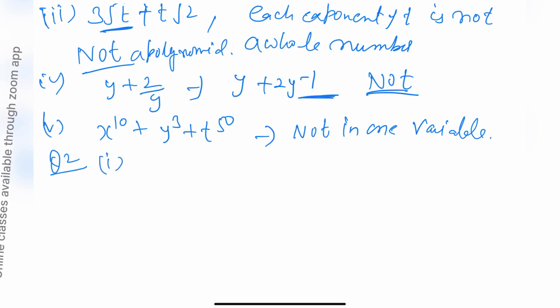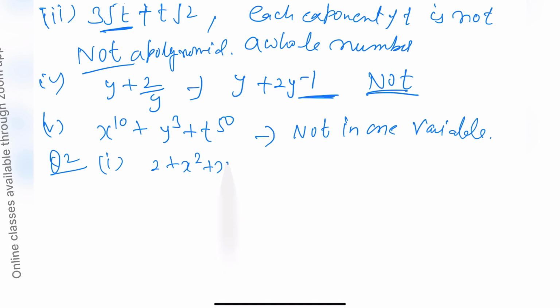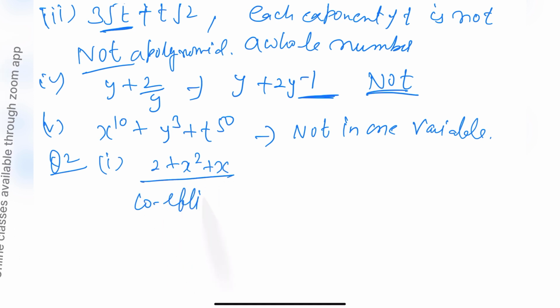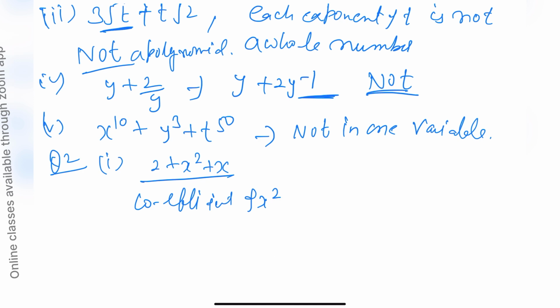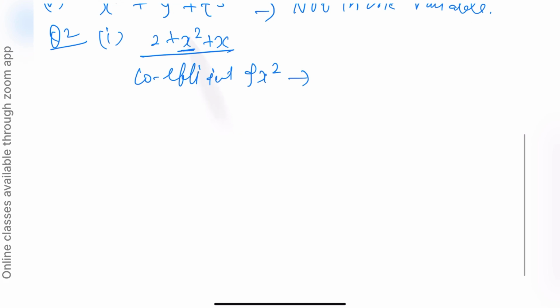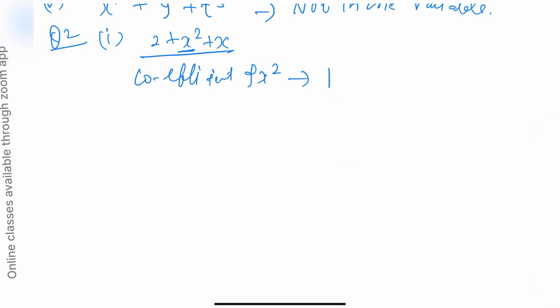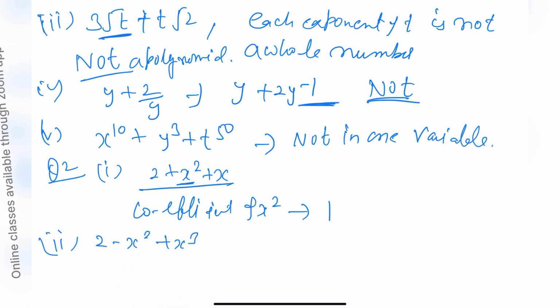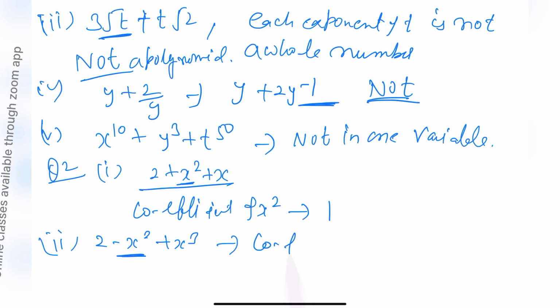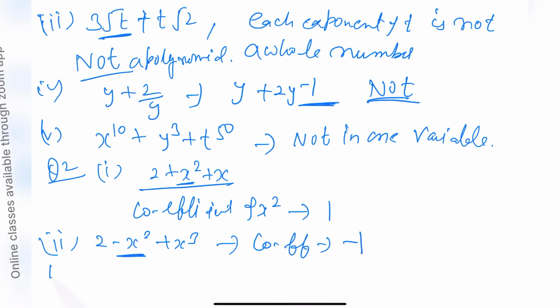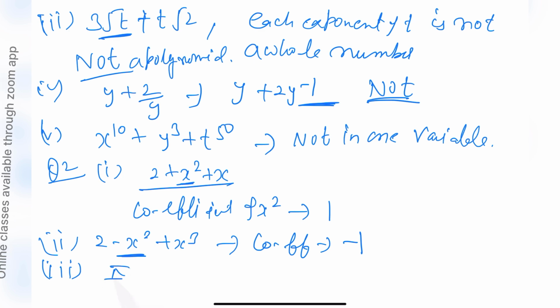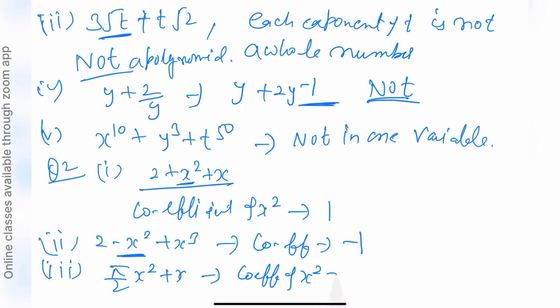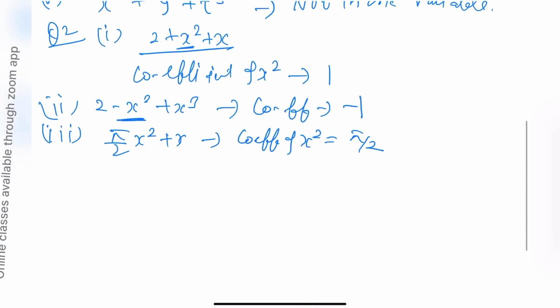Question number 2, write the coefficient. So first part is 2 plus x square plus x. We have to write coefficient of x square. So whatever the value is multiplied with x square, that is a coefficient. Here no value is seen, so it means 1 is there. Of x square in second part, 2 minus x square plus x cube. So coefficient of x square here is minus 1. In third part, pi by 2 x square plus x. So coefficient of x square is pi by 2.